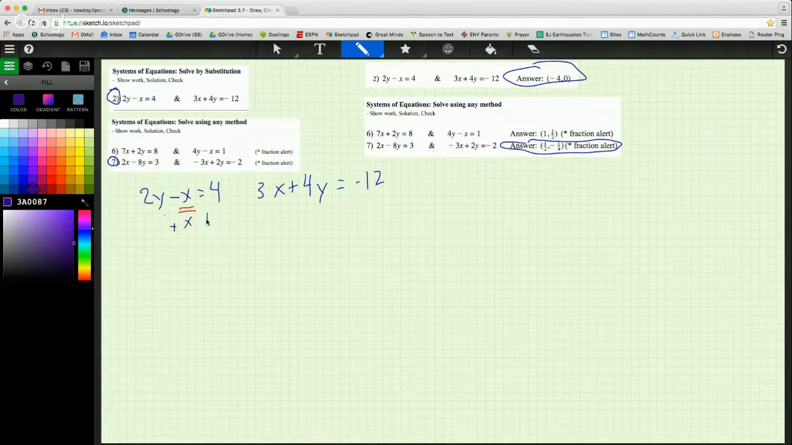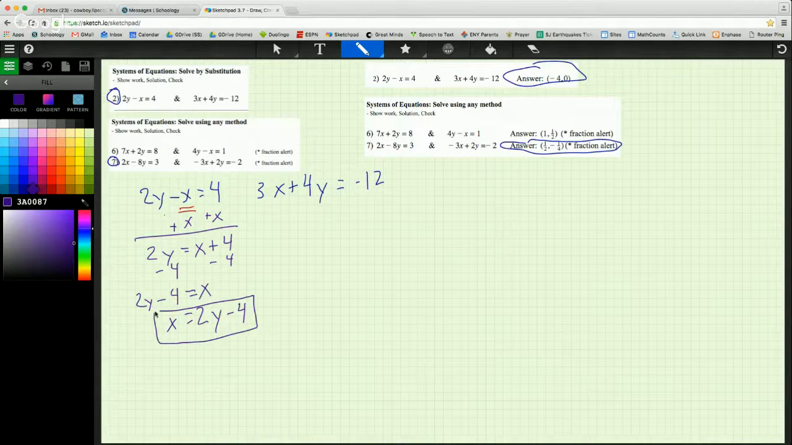So we're going to add x to both sides here, and we're going to get 2y equals x plus 4. And now we're going to subtract 4 from both sides, and we're going to get, on the right, x, and on the left, 2y minus 4. So let's just rewrite that as x equals 2y minus 4 using our reflexive property of equality. Okay, so you shouldn't have any trouble getting from here down to here.